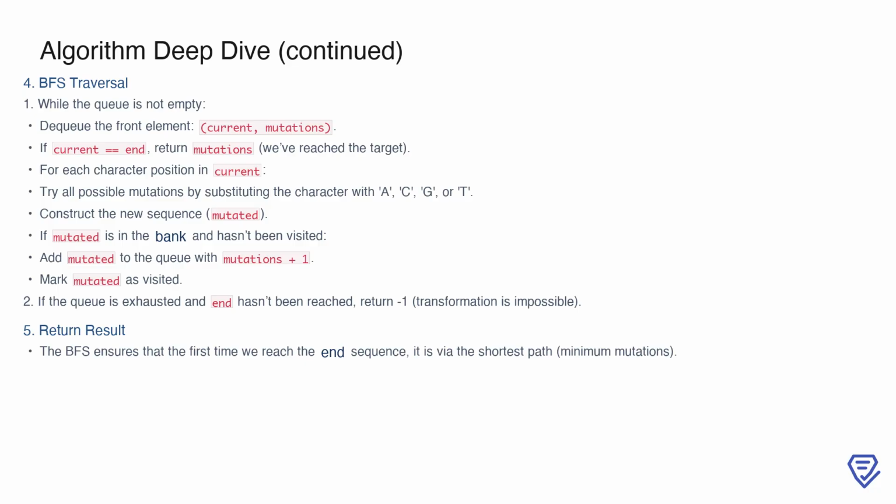For each position, we try substituting the character with each of the 4 possible genetic characters, A, C, G, and T. This generates a new sequence, which we check against the bank and the visited set. If the new sequence is valid and hasn't been visited, we add it to the queue with an incremented mutation count and mark it as visited. If the queue is exhausted and we haven't reached the target sequence, we return -1, indicating that the transformation is not possible. Using BFS ensures that when we do find the target sequence, it is through the shortest path, which corresponds to the minimum number of mutations.